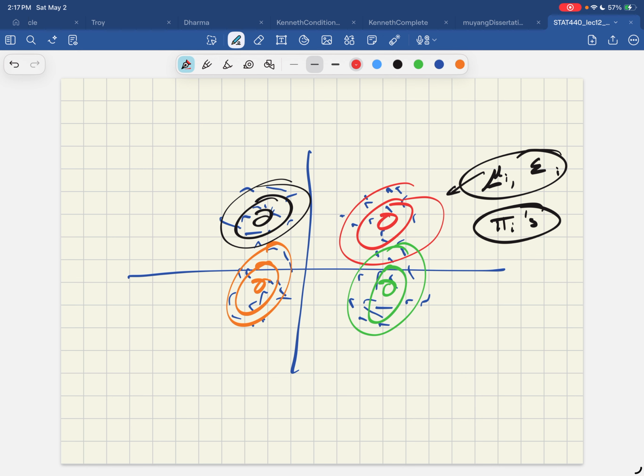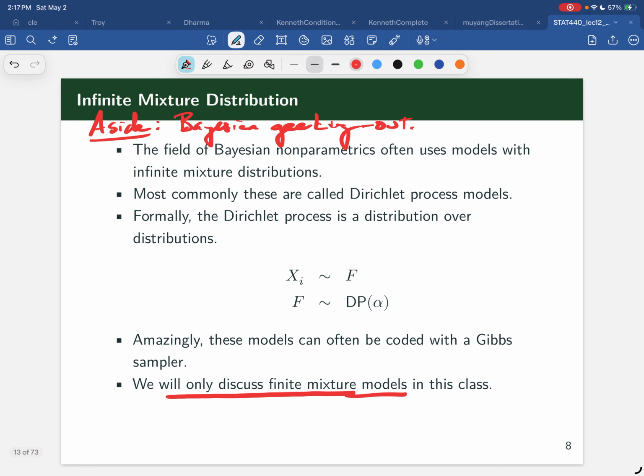And how many components in your mixture? Well, you're going to allow that to be infinite. If that sounds pretty weird, I think it should. It should feel pretty weird. There is a way to do this.